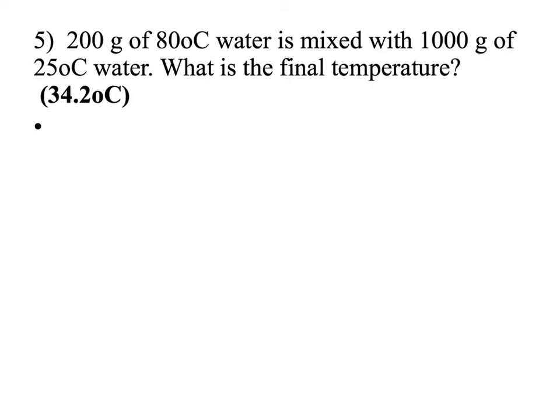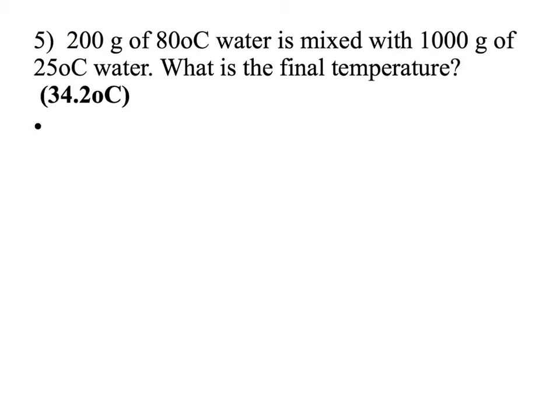All right, the next question here is a relatively straightforward question. It's fairly simple. We have 200 grams of water at 80 degrees Celsius, again, degree sign messed up, and 1,000 grams at 25 degrees Celsius, and what's the final temperature? Well, we know that the number has to be somewhere between 80 and 25.